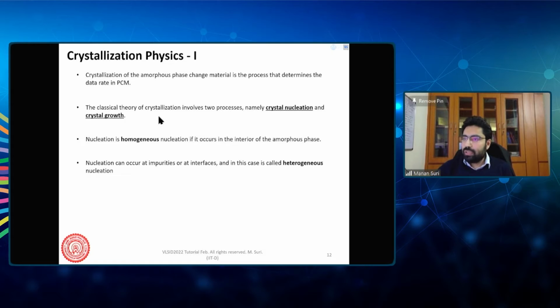As mentioned, crystallization would involve nucleation and growth. So both these parameters need to be optimized. And again, within nucleation, you have more flavors. There can be things like homogeneous nucleation, which occurs in the bulk of the amorphous material, or there can be nucleation happening at the interfaces, which is known as heterogeneous nucleation. So both of them would have different consequences or different underlying factors which drive them.